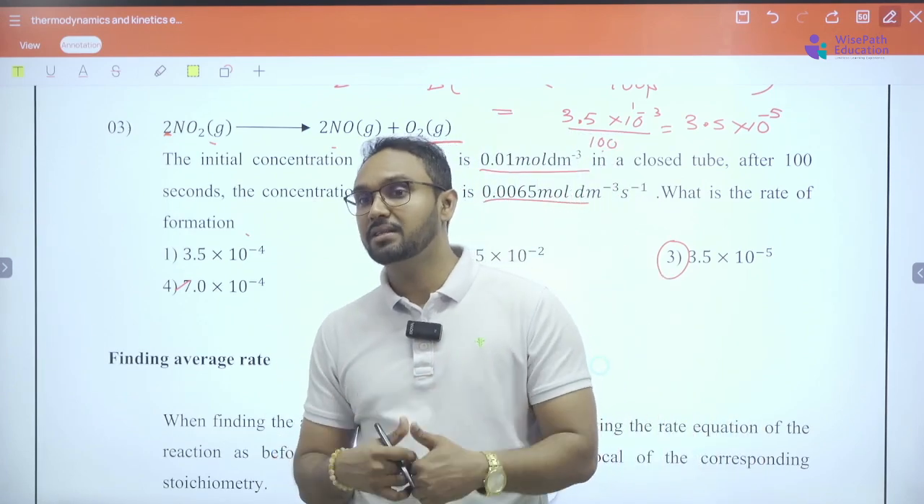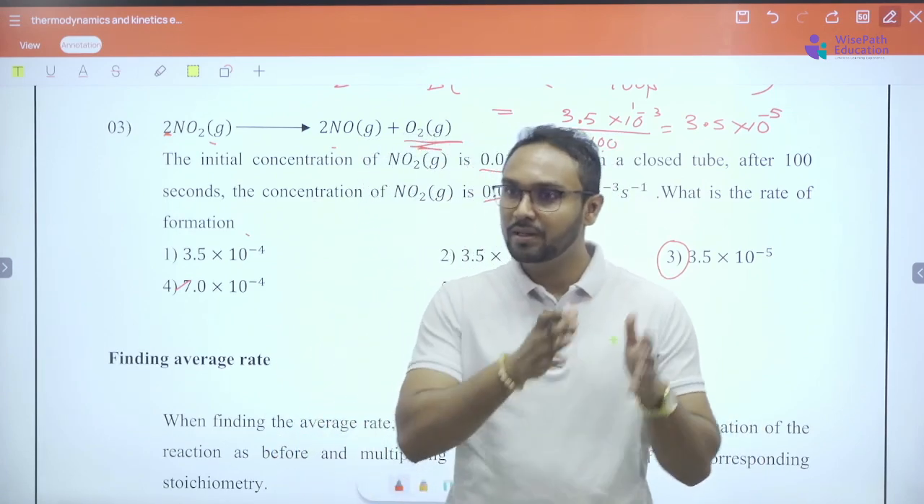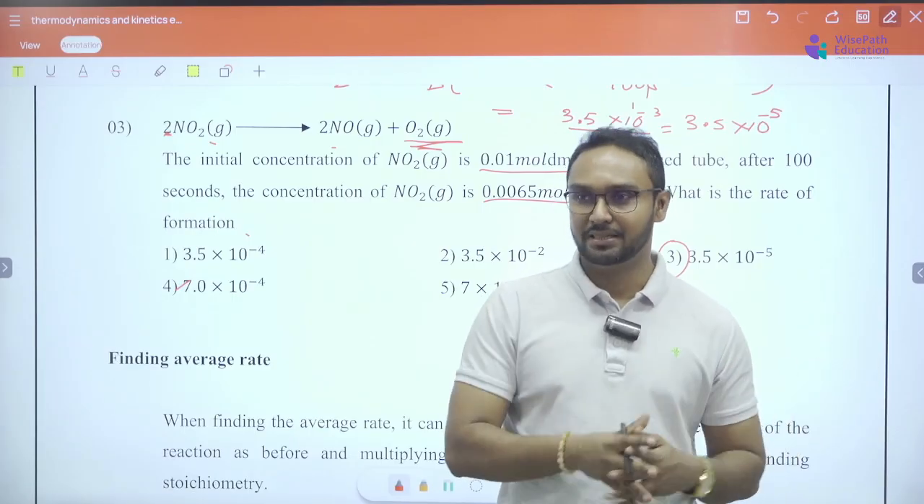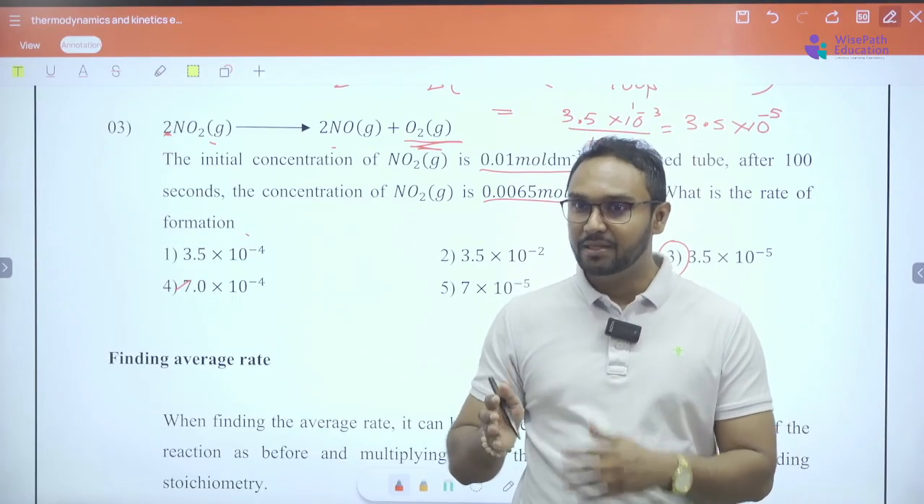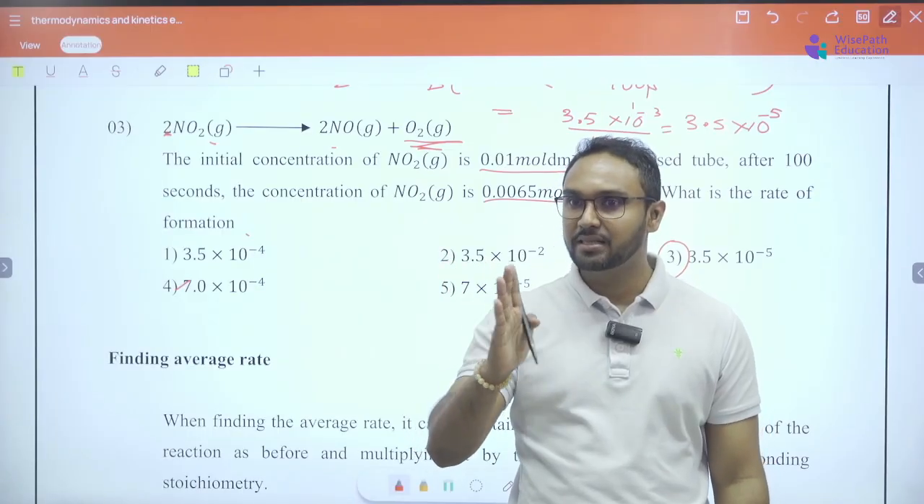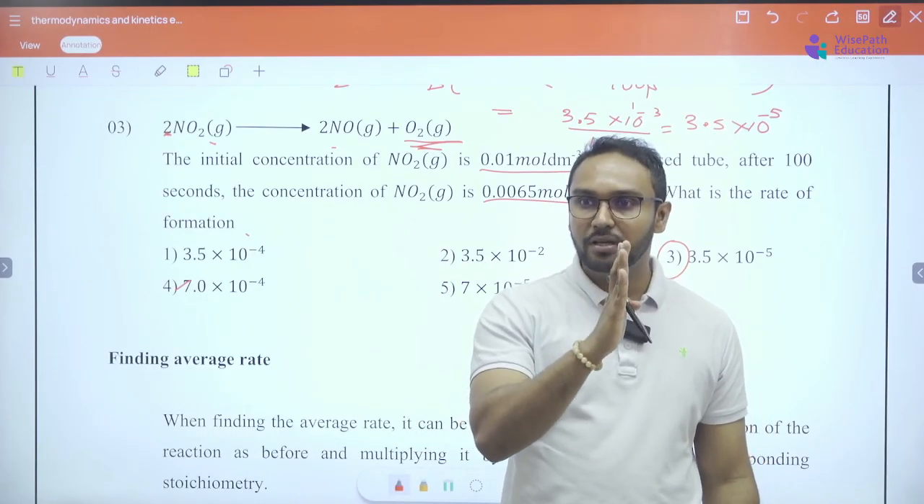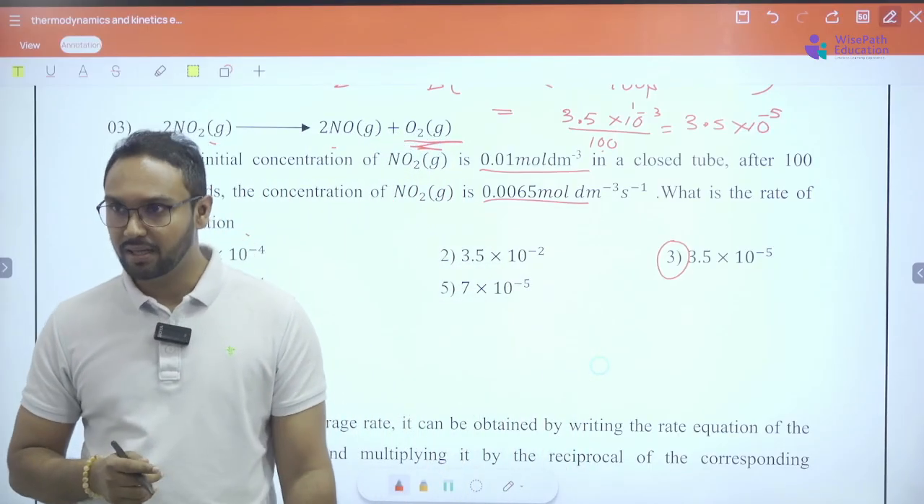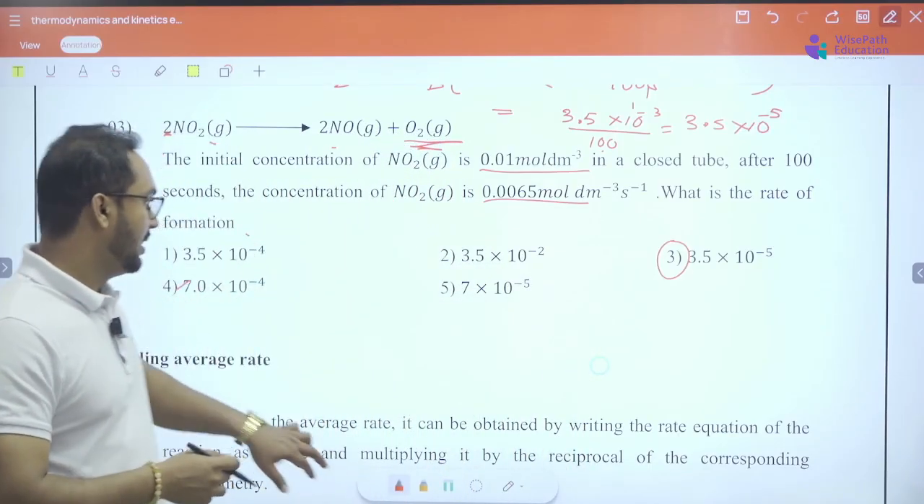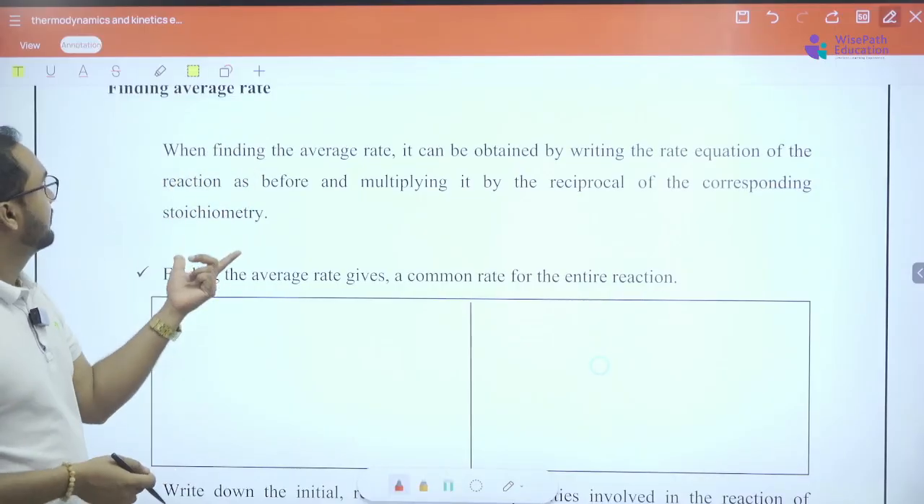And when it comes to the average rate of reaction, all the rates are equal, right? That is what the average rate of reaction is. All the rates are equal because you are taking the average rate of reaction for the stoichiometry of 1. අපි 1 වලට relevant වෙන විදිහට ගන්න එක තමයි කරන්නේ. Right? So average rate of reaction.